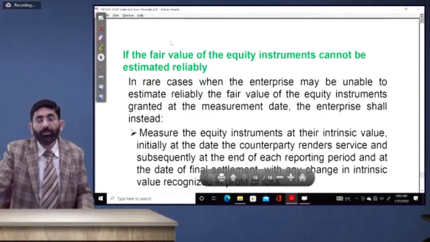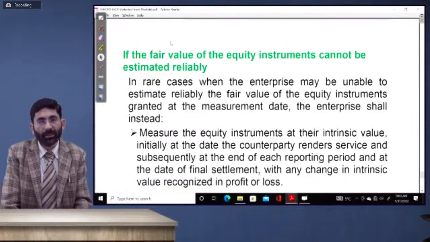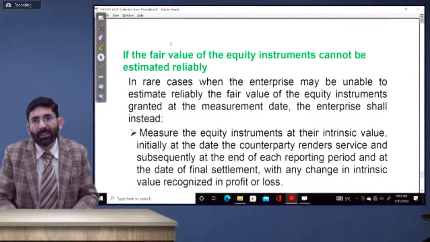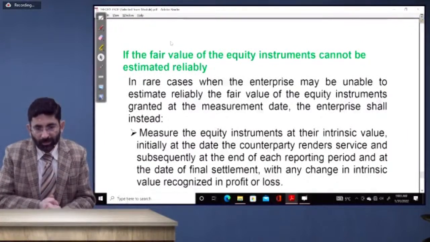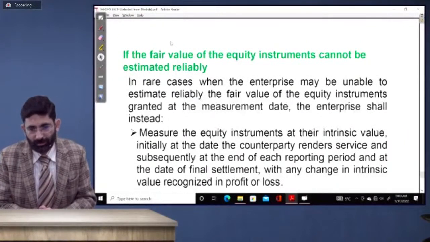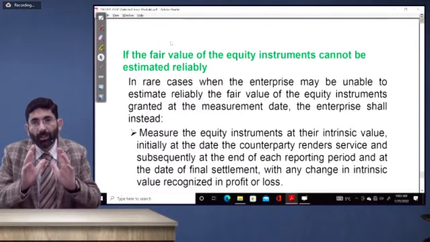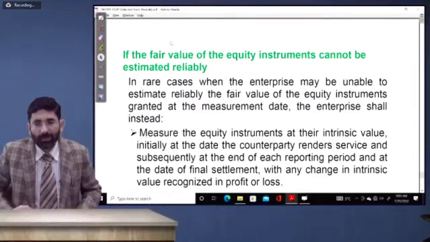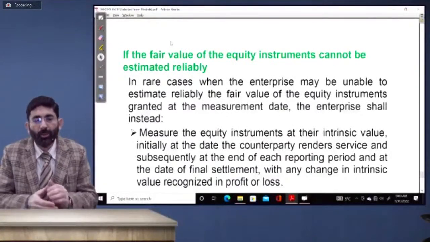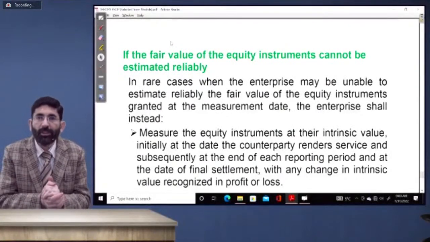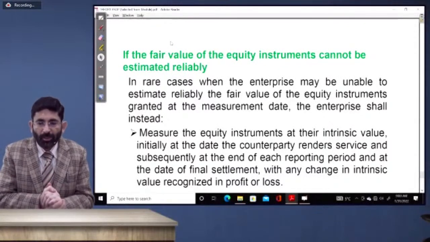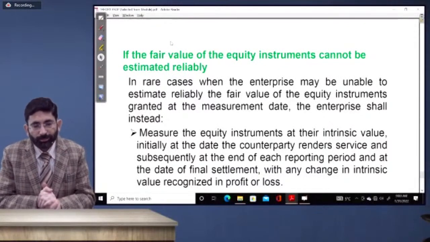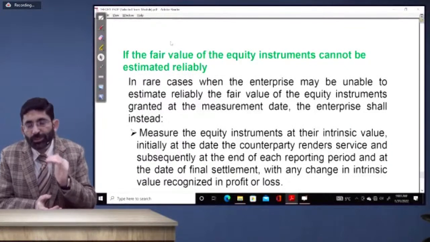So if the fair value of the equity instrument cannot be estimated reliably, means that is not given to you in the question. So in such case, what do you have to do? Beta, we should have each and every situation with us. In rare cases, there may be a chance that the enterprise may be unable to estimate reliably the fair value of the equity instruments. Then what do you have to do? Then measure the equity instrument at their intrinsic value.